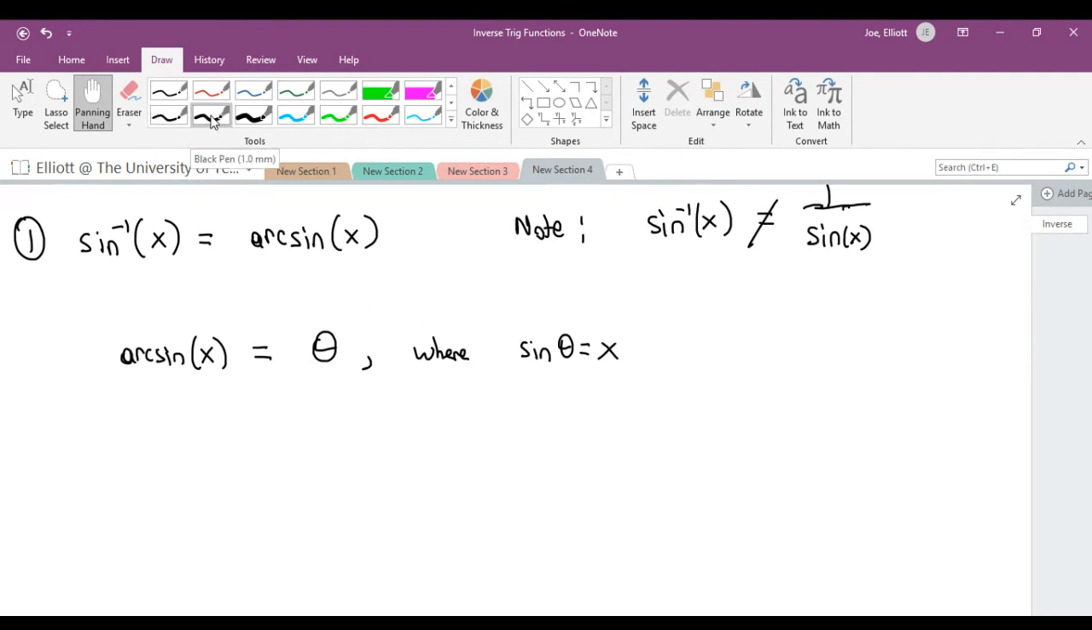And then for arcsine, there's a restriction on things. For the domain, the input x has to be restricted between -1 and 1, okay? The reason why is because that was the range of sine. Remember how the range of a function becomes the domain of its inverse?